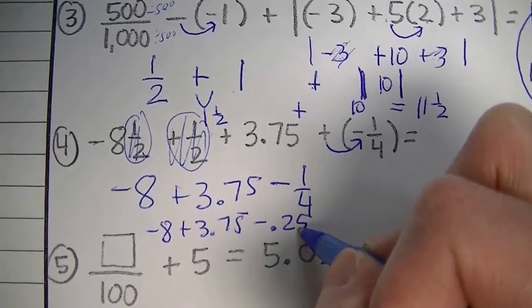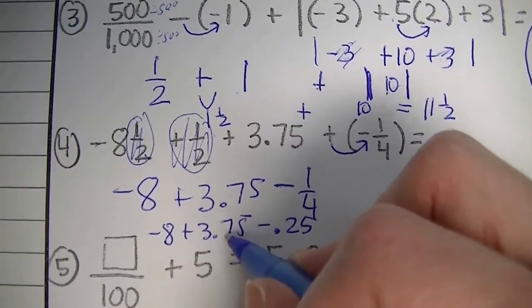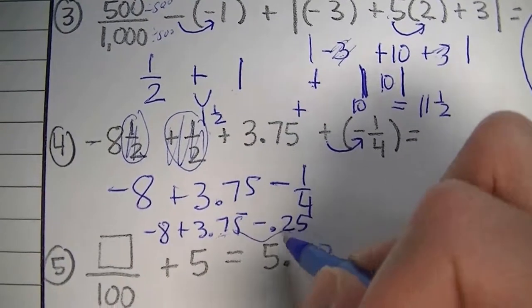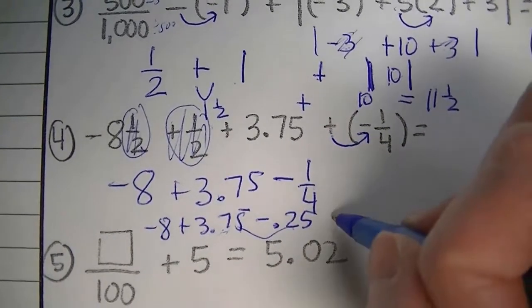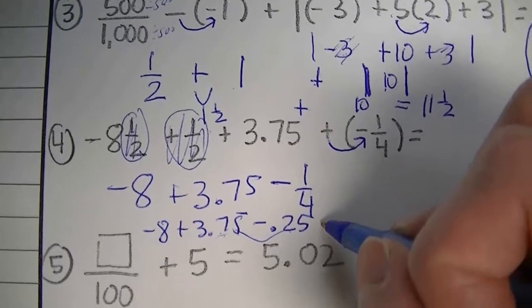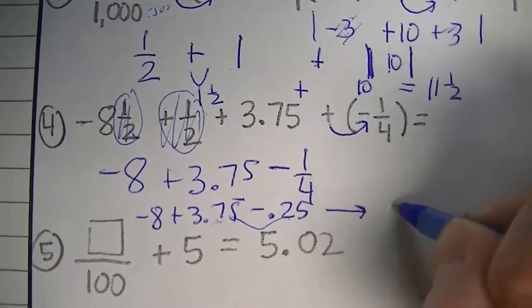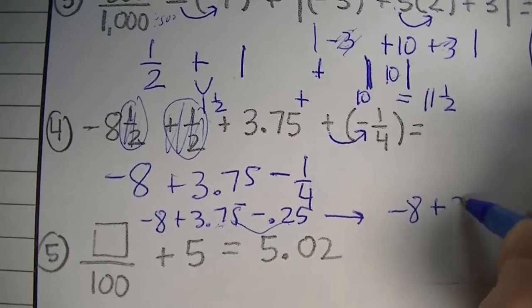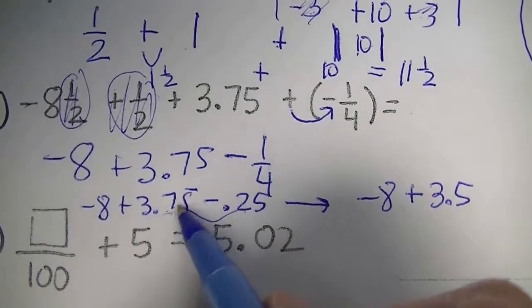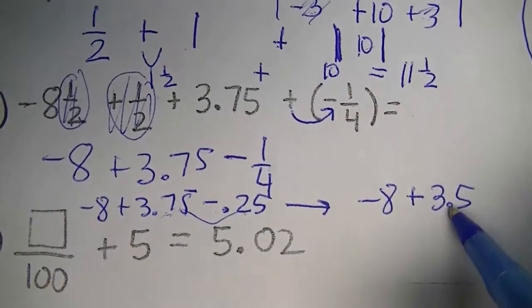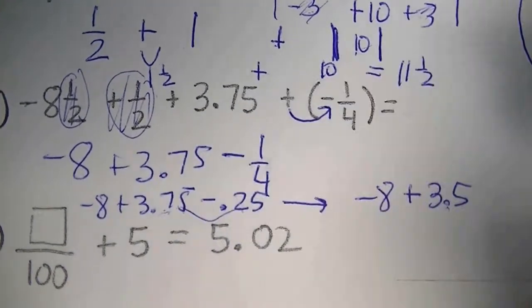And when I do this, I see, oh, 75/100ths minus 25/100ths. That is 50/100ths, sorry. So this turns into negative 8 plus 3.5. Okay, if you're like, what happened? 3.75 minus 0.25 gives me 3.5. That negative 8 is from right there, okay?